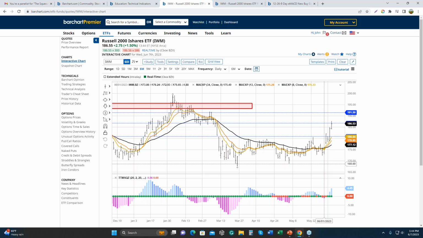But let's use the lowest one, right? The farthest price has to travel. In this case, on the day of entry, our black line here, our 4-day expected moving average, was around 177. So let's pick the same 175 strike.